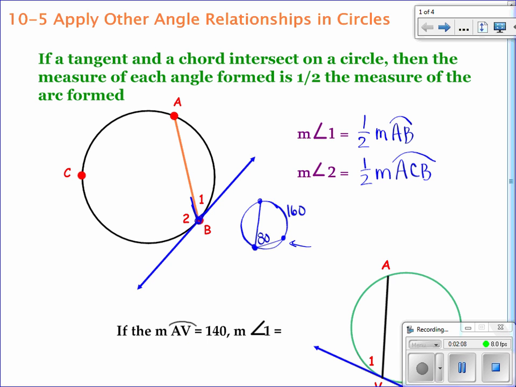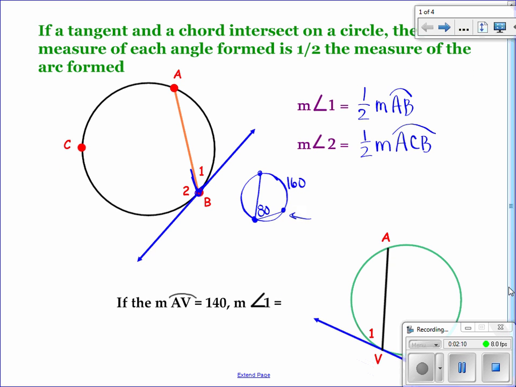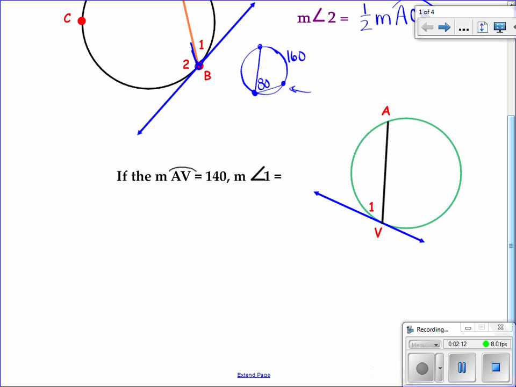Let's look at this example right here. If AV, so this arc right here is 140, how big is angle 1? 70. That's as simple as it gets. Okay? So angle 1 is 70 degrees. Questions? Okay, let's learn a little bit more.